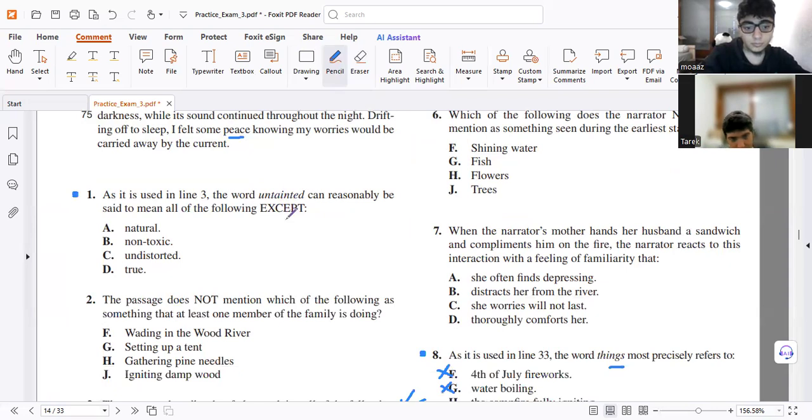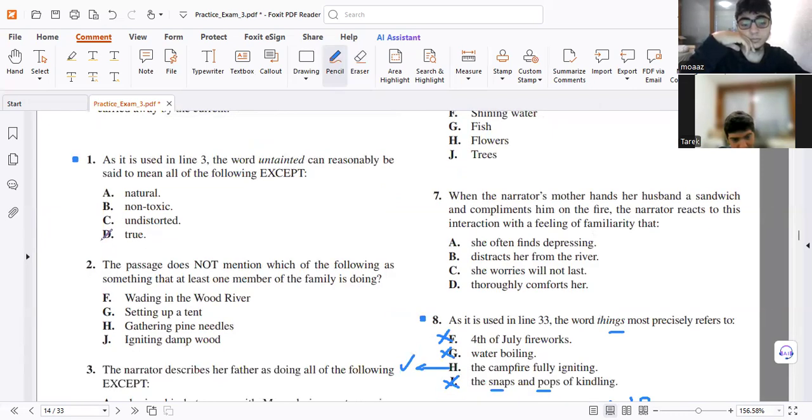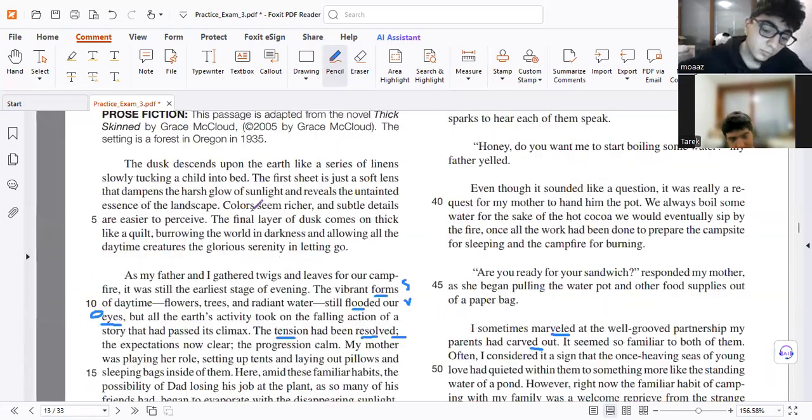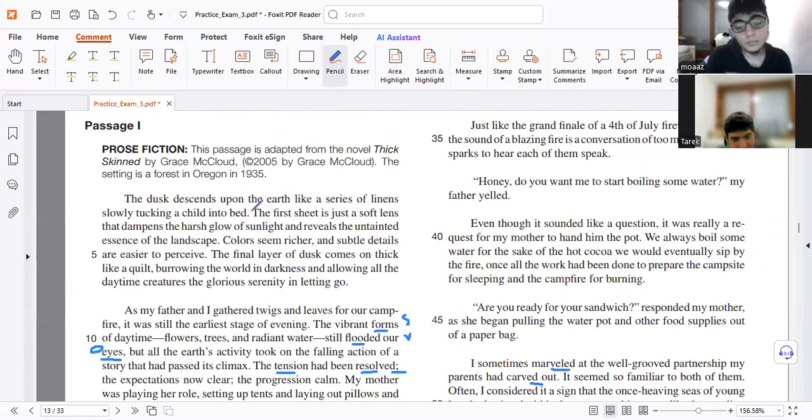The word untainted can reasonably be said to mean all of the following except. Let's go to read. It means it can be three, but which one? Is it adjective or verb? I don't know. Line number 3. Come on, Moaz, please. What is number 3 here? So focus on the phrase: the street is just a soft lens that dampens the harsh glow of sunlight and reveals the untainted essence. So it's adjective.